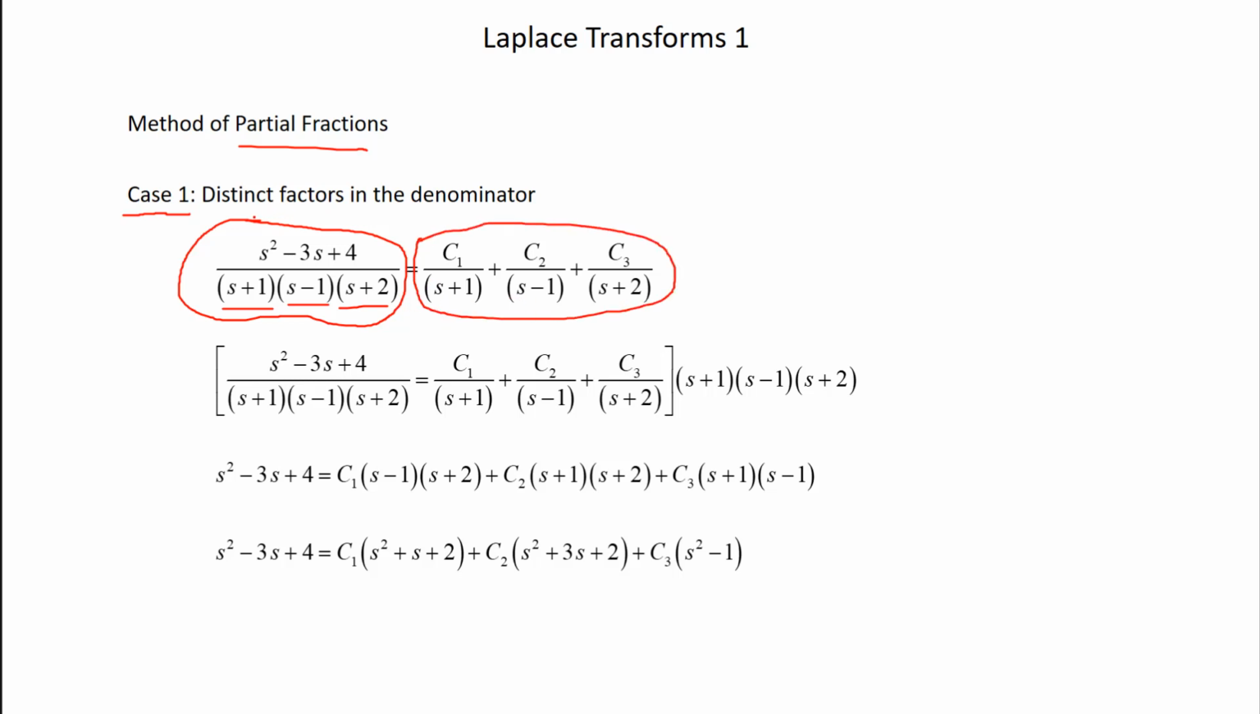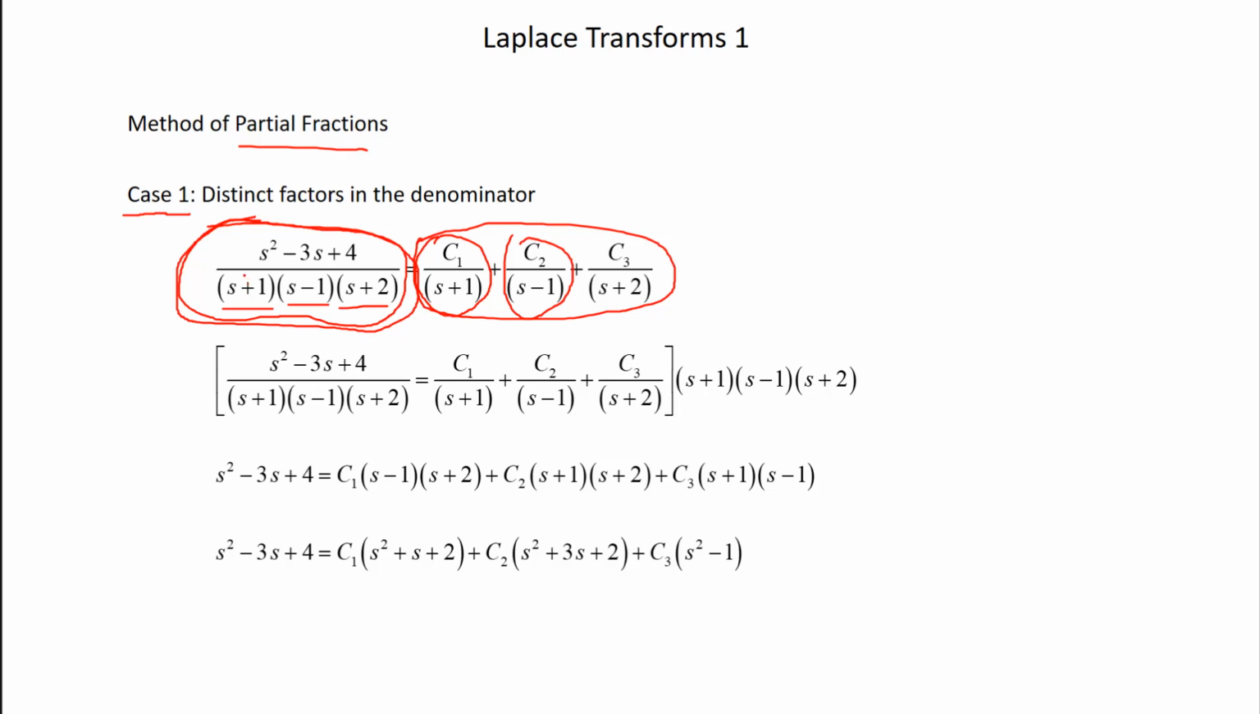The idea being that I can't figure out the inverse Laplace transform of that big mess, but I can figure out the inverse Laplace transform of these three things pretty easily. I think they're just exponentials. So that's a pretty easy one. If I want to figure out c1, c2, and c3, what do I do? I clear the denominator, basically, right?